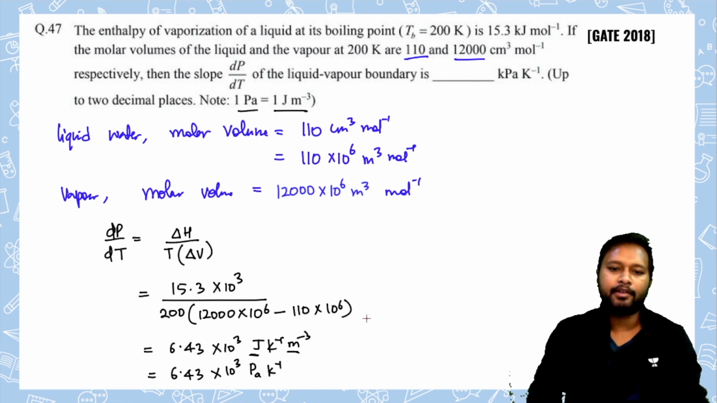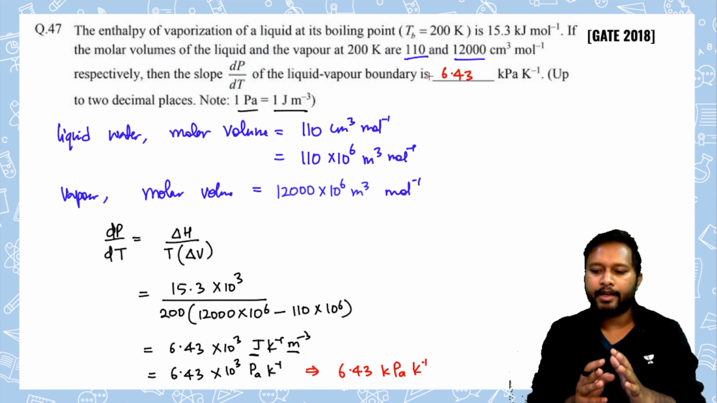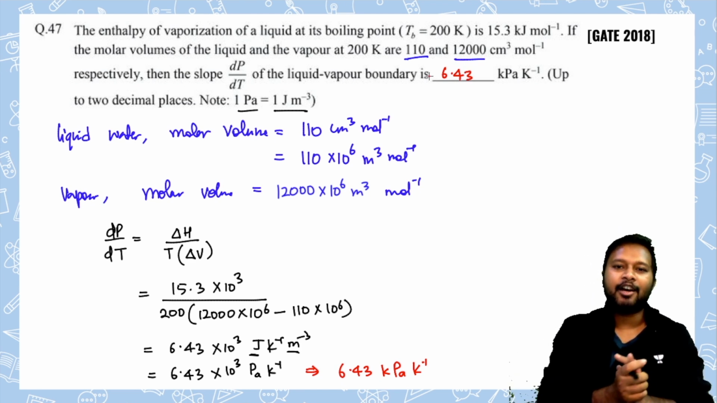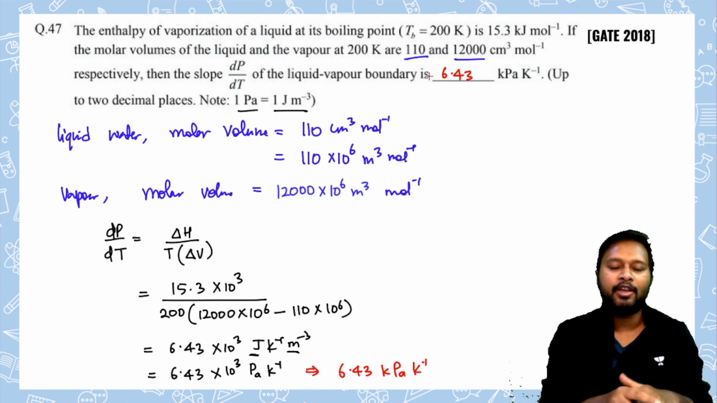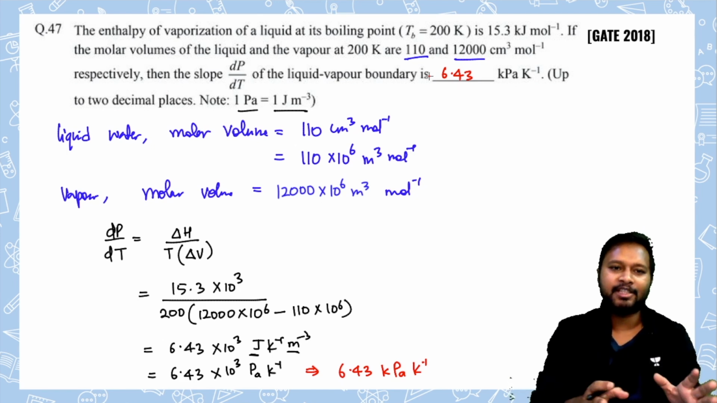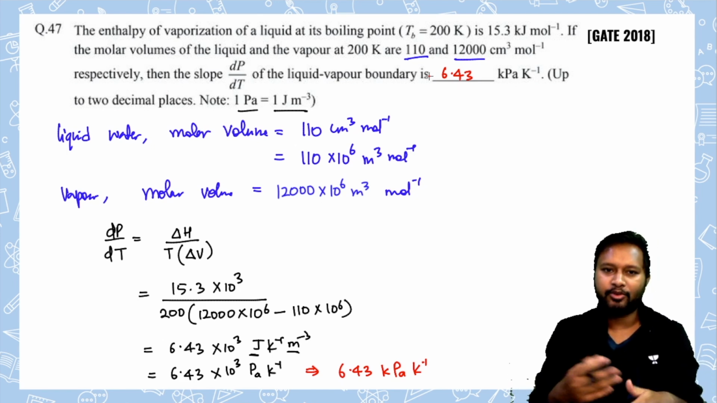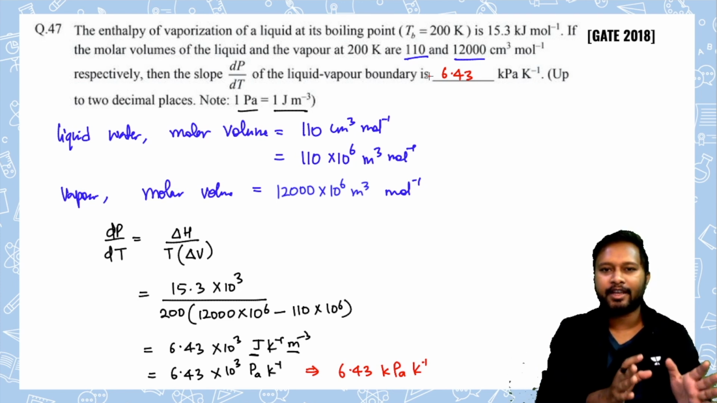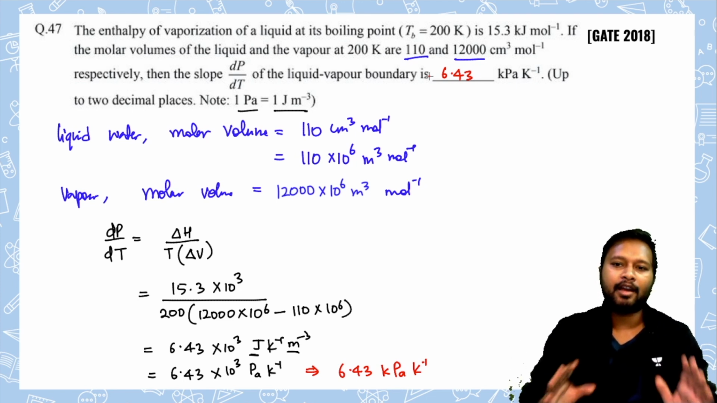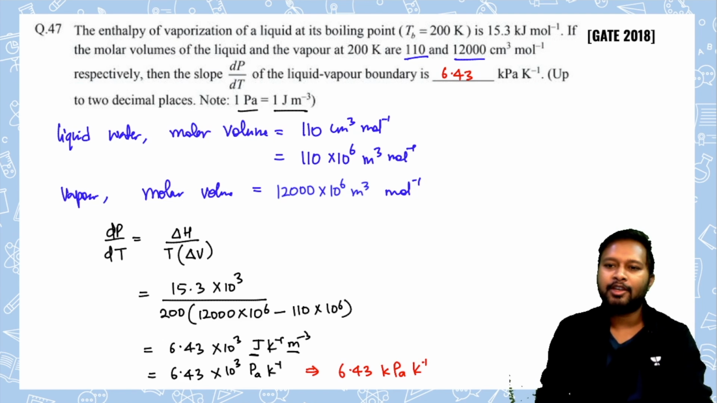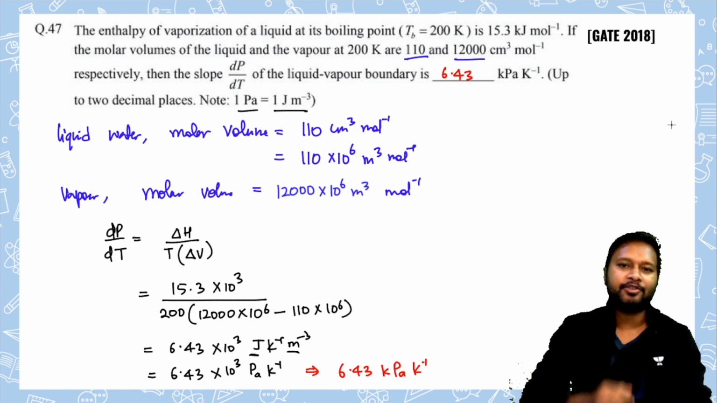So the final answer will be how much? 6.43 kilopascal per Kelvin. So the final answer is 6.43, and that is going to be the final answer of this question. So this is how it has to be done. I hope this is much clear to you. A little bit of unit conversion we have used, and the Clausius-Clapeyron equation was the main highlighted part of this question. Okay guys, let's take the next one then.